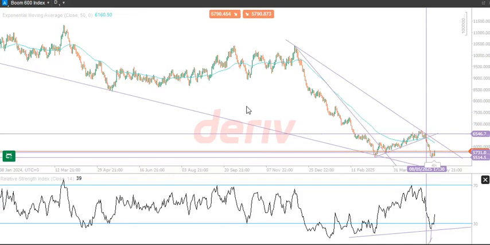Channel today. So today we want to analyze the Boom 600 index. We just want to use divergence, trend lines, and also the three phases of a market, right? So we are here at the daily time frame.